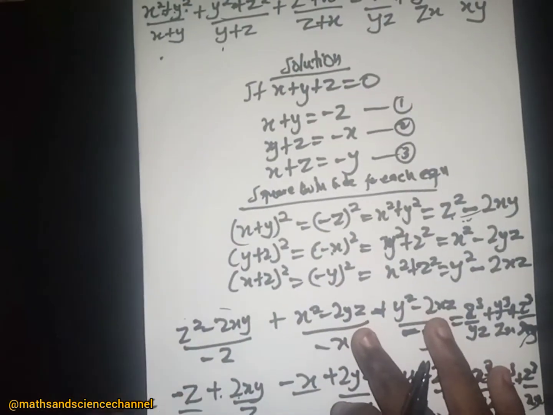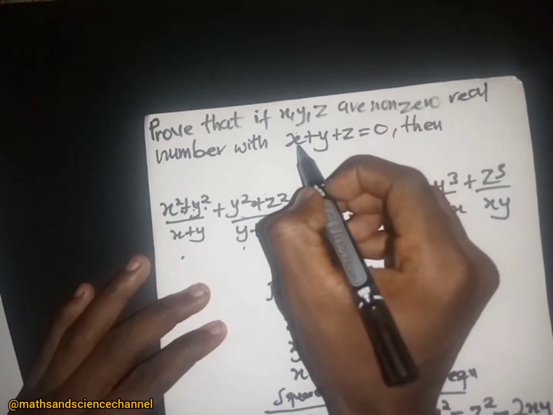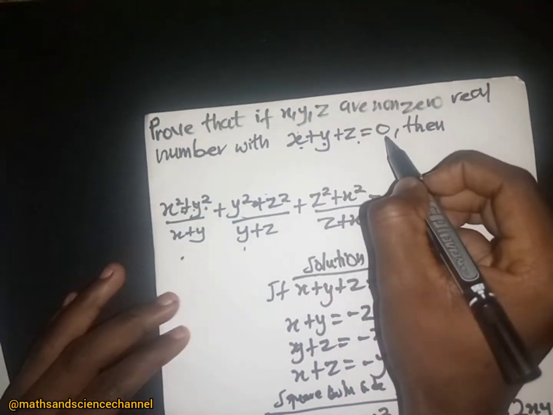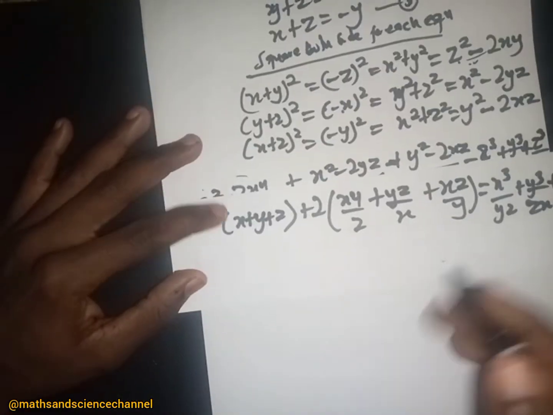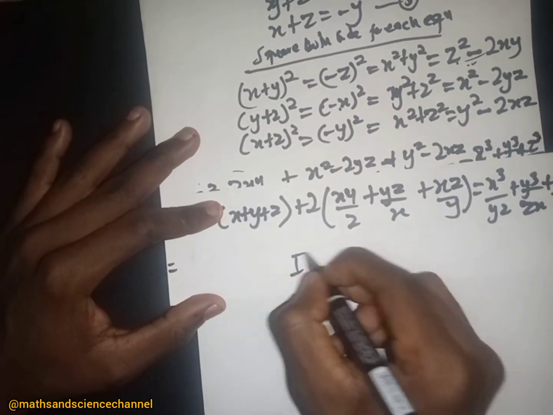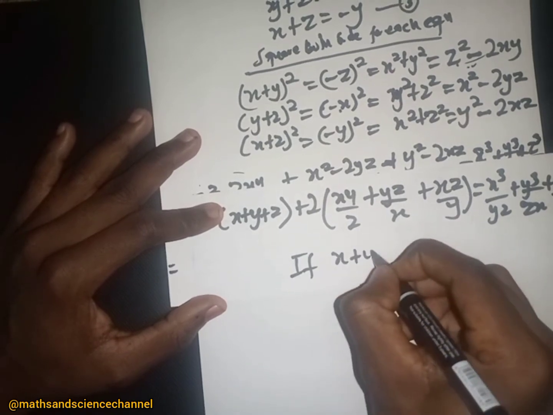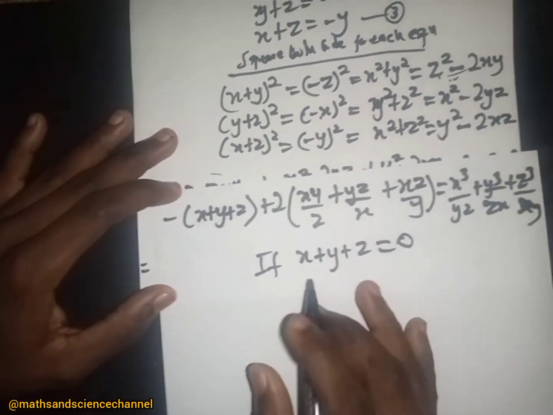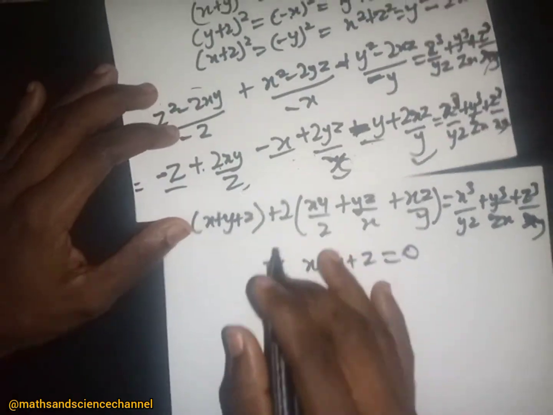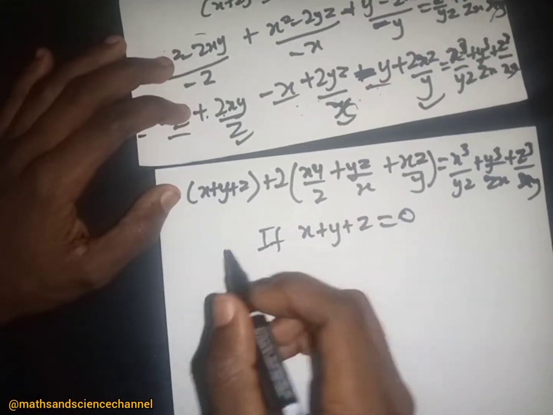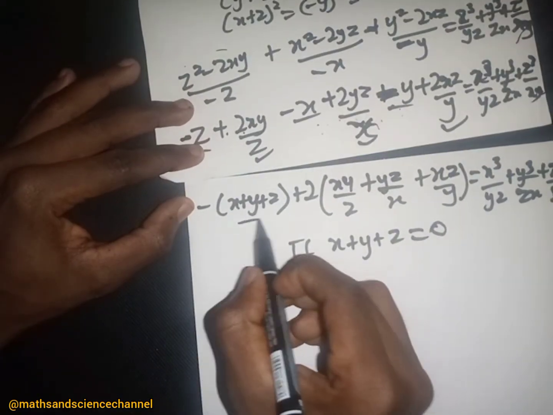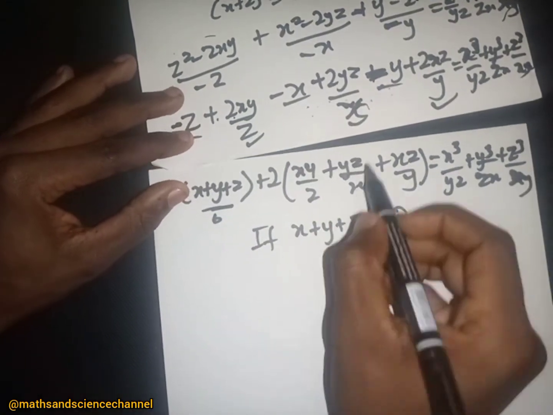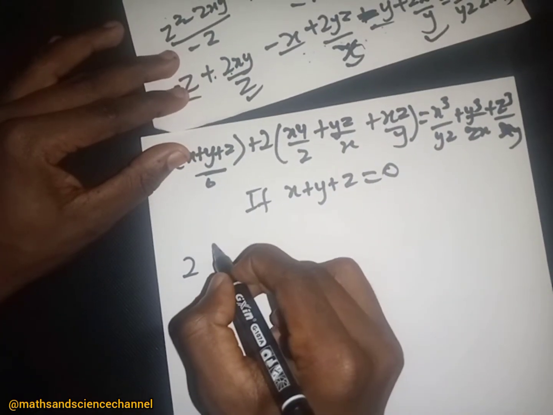Now from the question where we said that x plus y plus z is equal to 0, we're going to apply it here. Remember, this is x cube, sorry for that. So let's apply it here. We said that if x plus y plus z is equal to 0, then the whole of this goes to 0, right? So you are left with this, right? So we have 2 over here.